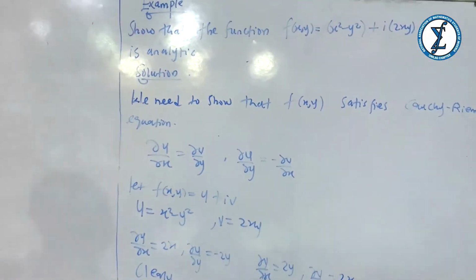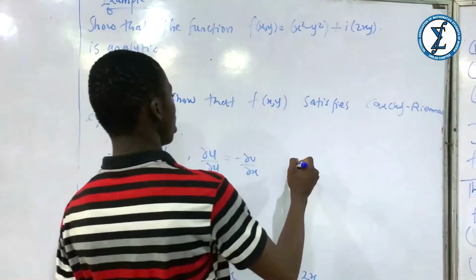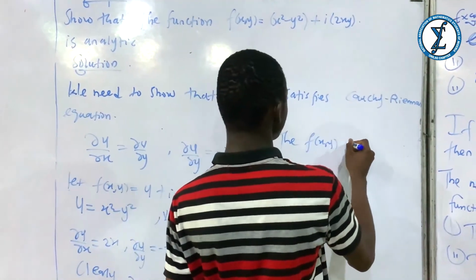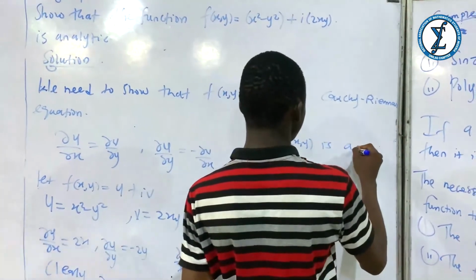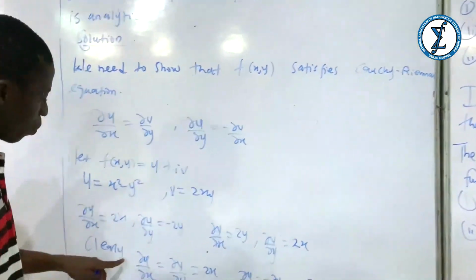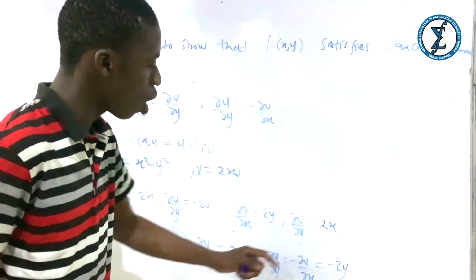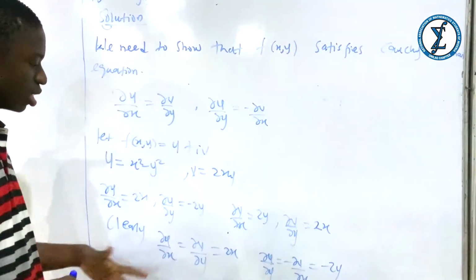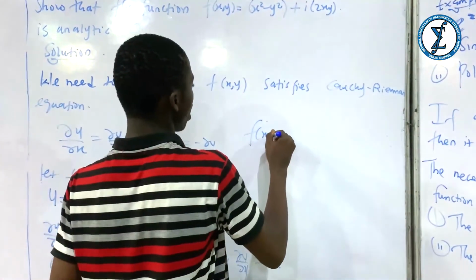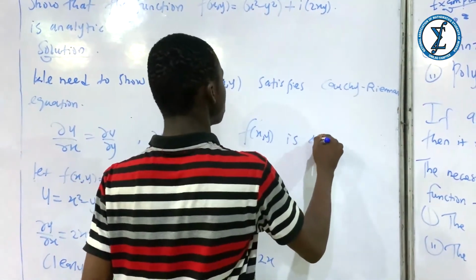So the Cauchy-Riemann equations are satisfied. Then the function f of x, y is analytic also. We can conclude that the function is analytic because the partial derivatives are all continuous in the complex plane. Then we can conclude that f of x, y is analytic.